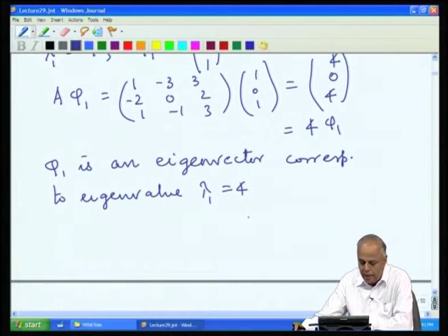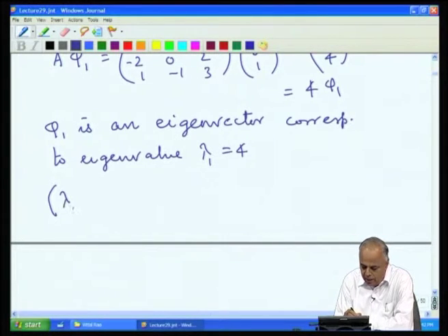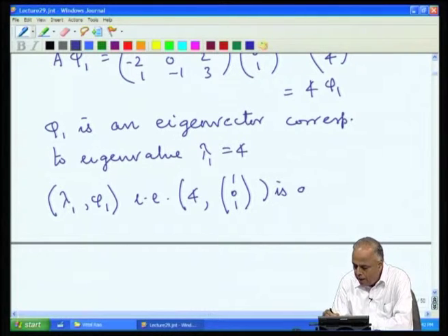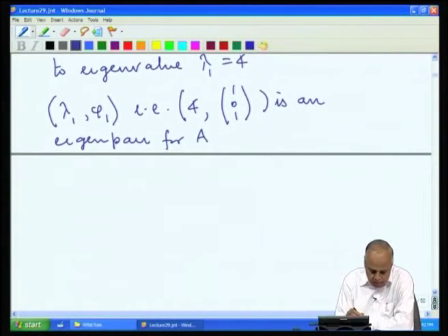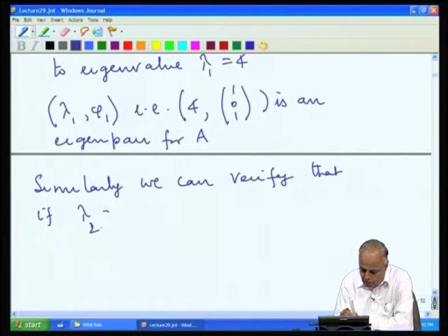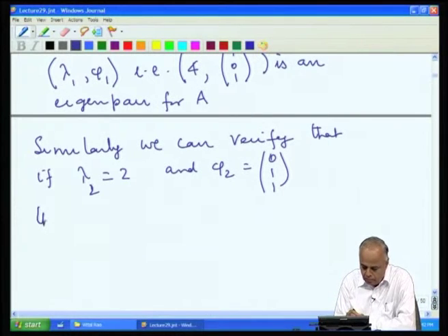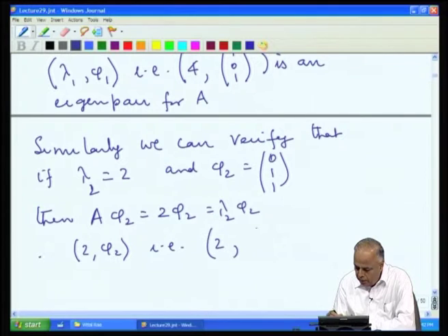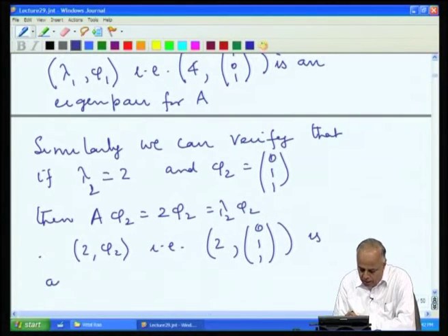Since lambda 1 equal to 4 is an eigenvalue and phi 1 is an eigenvector corresponding to this, we get lambda 1 phi 1, that is the number 4 and the vector 1 0 1, is an eigenpair for the matrix A. Similarly, we can verify by simple multiplication that if lambda 2 equal to 2 and phi 2 equal to 0 1 1, then A phi 2 is 2 phi 2, that is lambda 2 phi 2, and therefore, 2 and the vector 0 1 1 is an eigenpair for A.